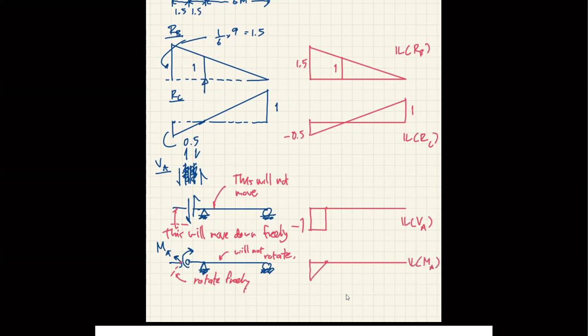And how much is this magnitude? Well, you're just going to have to apply the unit load at the location to see how much the moment is, right? The magnitude is the moment at A when the unit load is applied at the tip, right? And when you apply the unit load at the tip, the moment at A is minus 1.5, right? Because that's the distance. So this is minus 1.5.